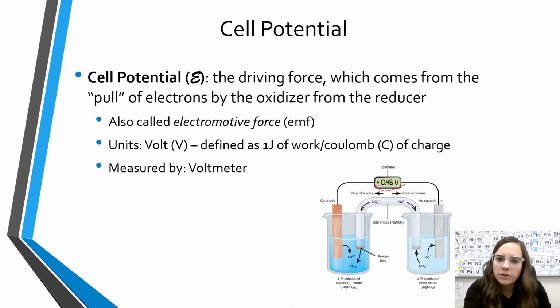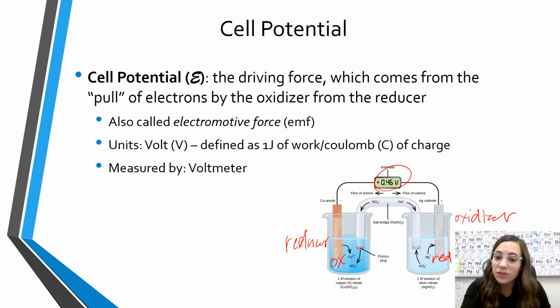Okay, so that voltage that I pointed out on the last slide is called the cell potential, and it is given the variable of kind of a cursive capital E. So it is the driving force. It is what causes this to be a spontaneous reaction, and it comes from the pull of electrons by the oxidizer from the reducer. So remember, this one's being oxidized, this one's being reduced. So this itself is the reducer, and this is the oxidizer.